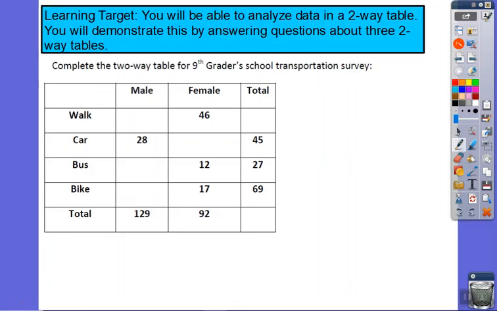Here's a lesson to continue what we were working on with two-way tables. Our learning target is that you will be able to analyze data in a two-way table. You'll demonstrate this by answering questions about 3 two-way tables.